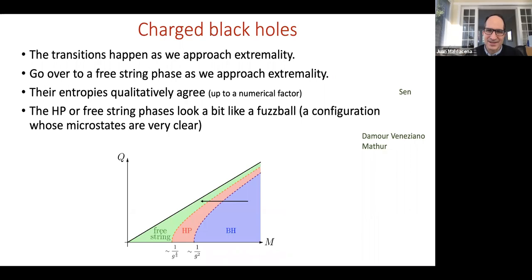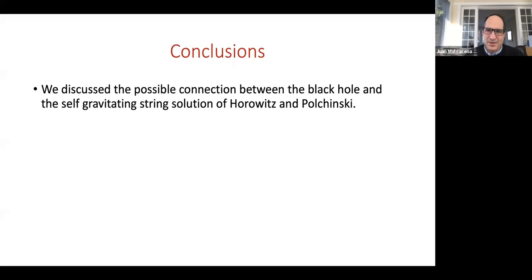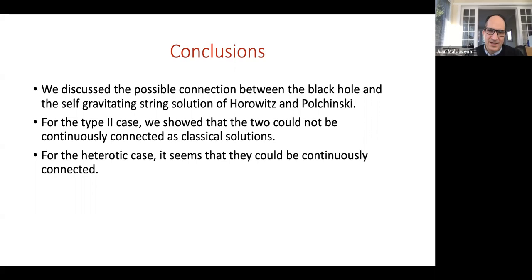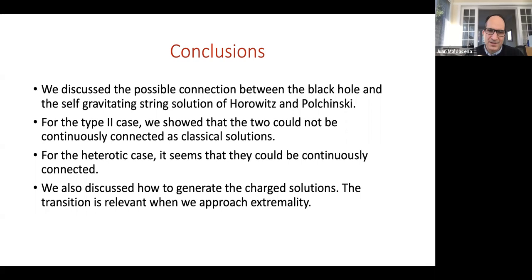So this HP solution. So in conclusions, we discussed the possible connection between the black hole and the self-gravitating string solution of Horowitz and Polchinski. For the type two case, we show that the two cannot be continuously connected as classical solutions. For the heterotic case, it seems that they could be continuously connected, but we didn't really prove it, so we just presented some evidence. We also discussed how to generate the charged solutions, and this HPC transition is relevant when we approach extremality for those black holes.